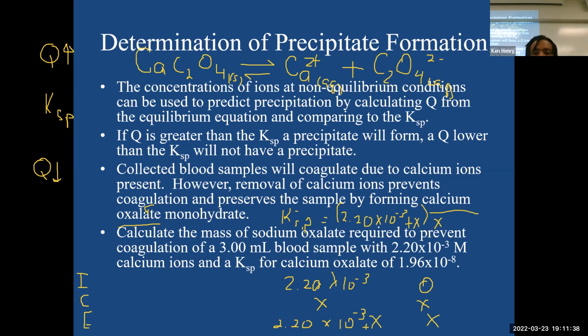Okay, so let me put this on the side. I'm gonna erase this here, if you guys don't mind. It's the most roundabout question. They give you a lot of information to try to get you to think in the right way. So 1.96 times 10 to the minus 8, and we know that's going to be equal to, at equilibrium, x, the concentration of calcium, times the concentration of oxalate. So it's just going to be x squared, right?